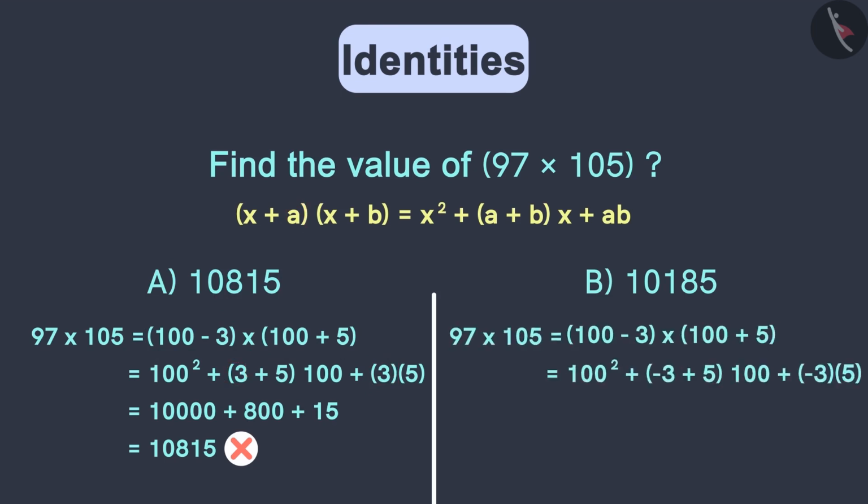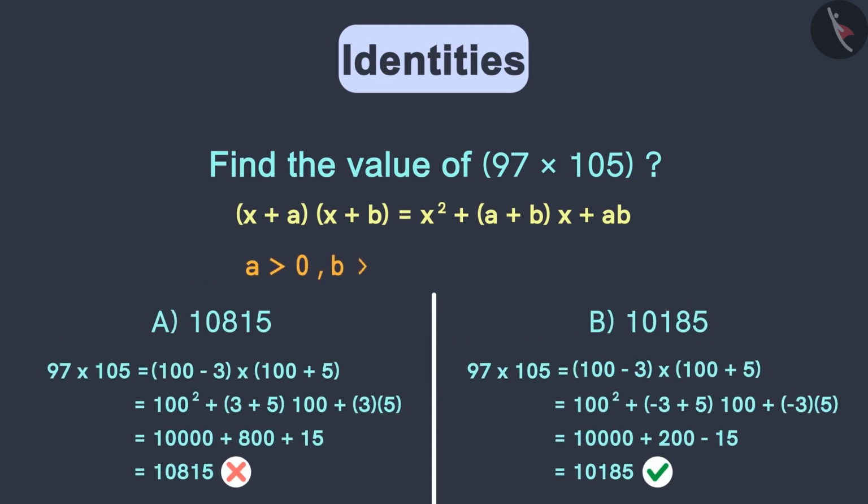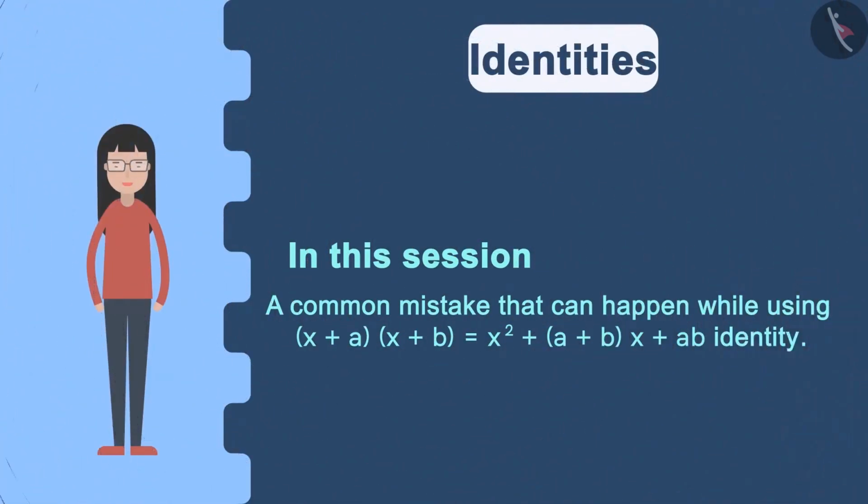The correct step would be this. After further simplification, we will get this. Therefore, option B is the correct answer. So we should be very careful while identifying the values of a and b. Even if there is a plus sign associated with a and b in our identity, that doesn't mean that a and b will always be positive. a and b can also be negative. So in this session, we have seen a common mistake that can happen while using this identity.